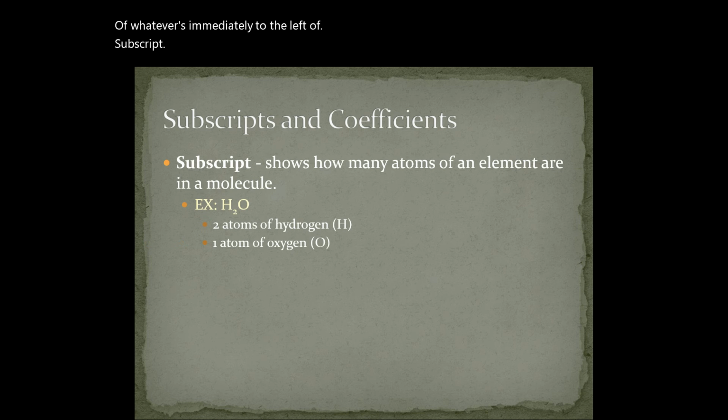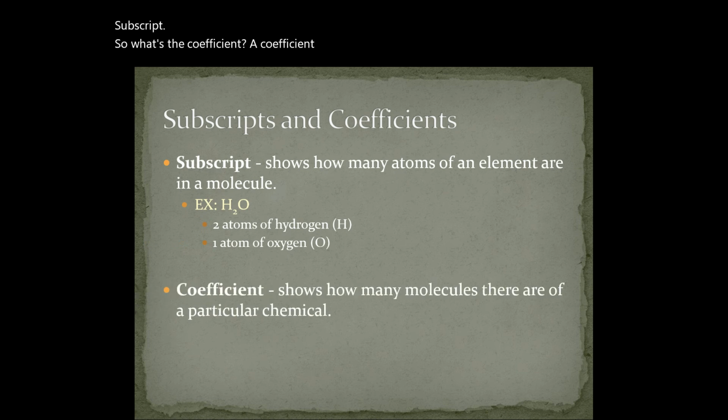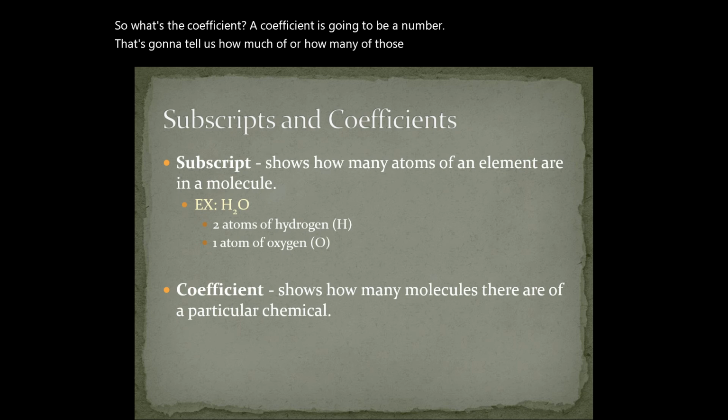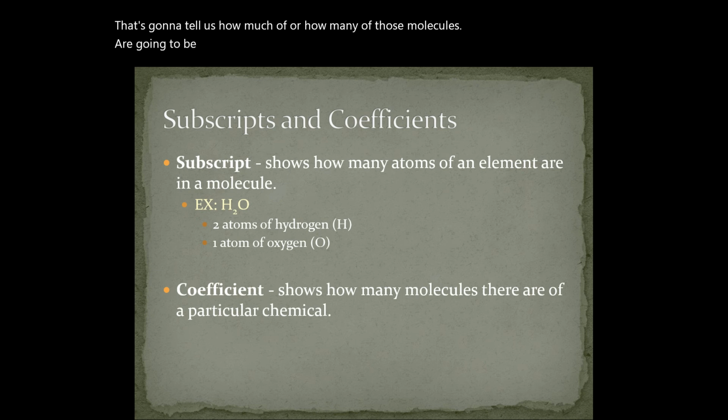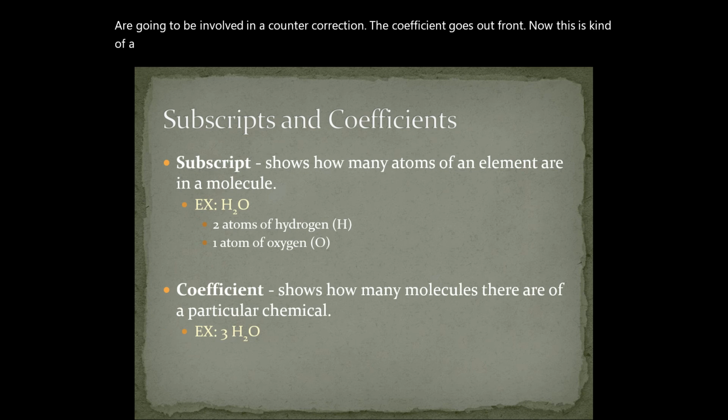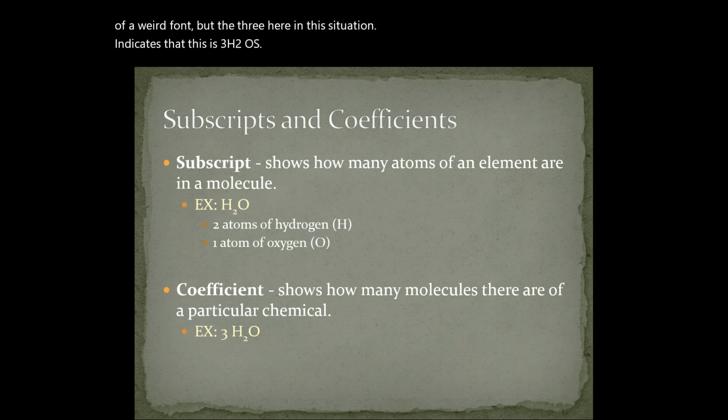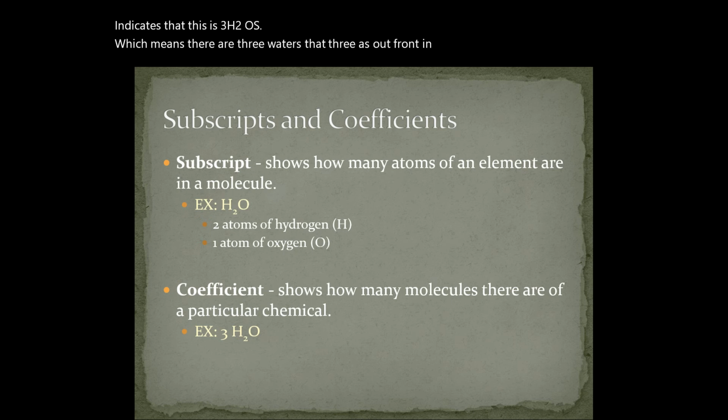So what's a coefficient? A coefficient is a number that's going to tell us how much of or how many of those molecules are going to be involved in a chemical reaction. The coefficient goes out front. Now this is kind of a weird font, but the 3 here in this situation indicates that this is 3 H2Os, which means there are 3 waters. That 3 is out front, in front of the compound's formula.